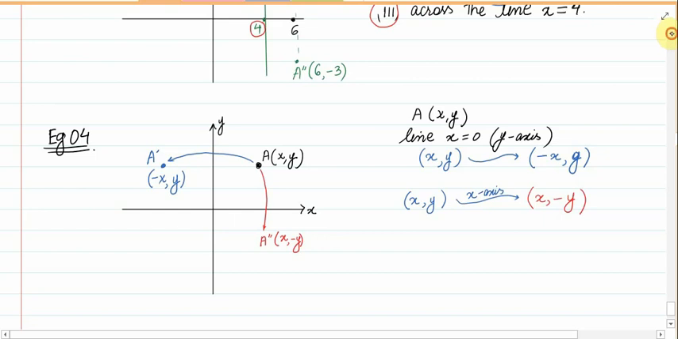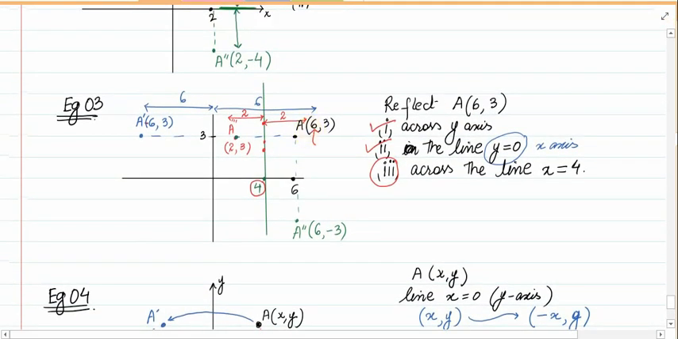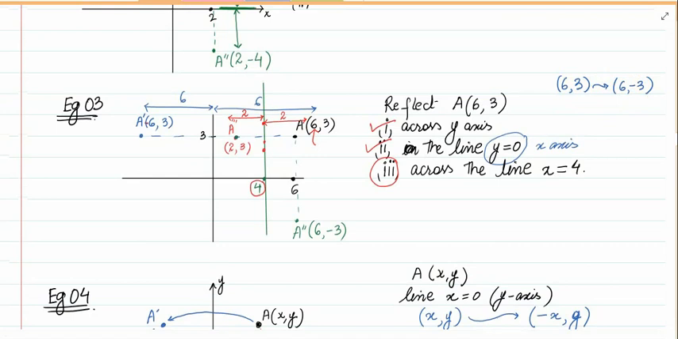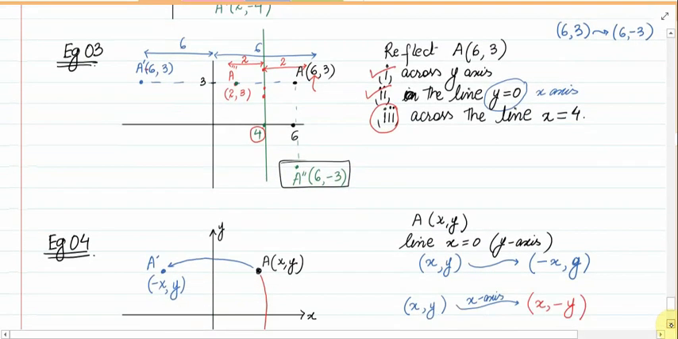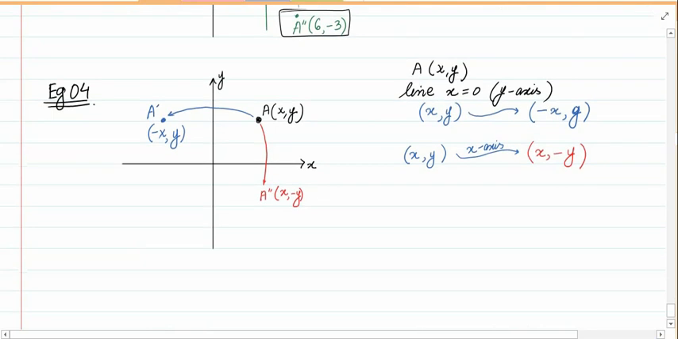Now to check this logic, we are going to attempt the point 6 comma 3. When you reflect it across the x-axis, x remains the same but y changes its sign. So 6 comma minus 3, you can compare the answer, right? So these are the two shortcuts, two tips, two tricks that you can use whenever you have a case of reflection across the y-axis or reflection across the x-axis, right?